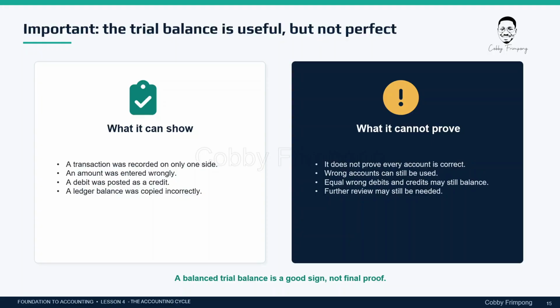It is important to understand that a trial balance does not prove that everything is correct. It only proves that total debits equal total credits. Some errors may still exist even when the trial balance balances. For example, if the wrong account is debited and the wrong account is credited with the correct amount, the trial balance may still balance. A balanced trial balance is a good sign, not final proof.